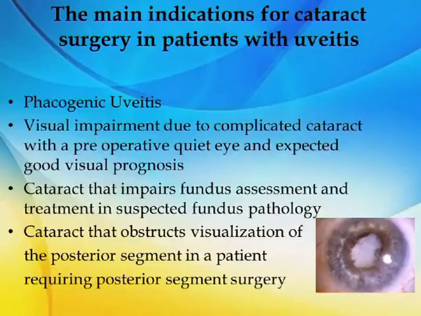Visual impairment due to complicated cataract with a preoperative quiet eye and expected good visual prognosis is another indication for cataract surgery in uveitic patients. Cataract that impairs fundus assessment in suspected fundus pathology is another cause to take up for surgery. The last one is cataract that obstructs visualization of the posterior segment in a patient requiring posterior segment surgery.